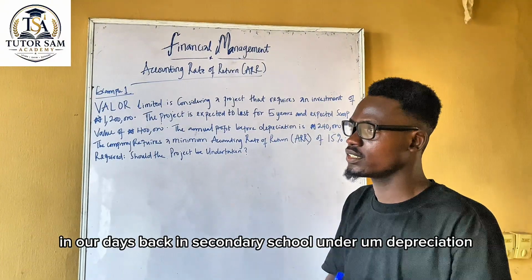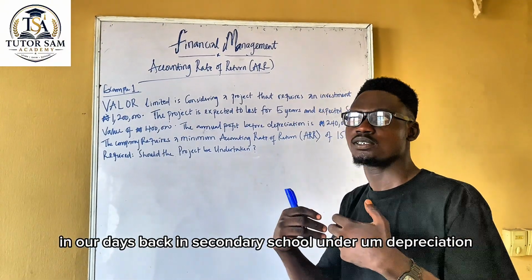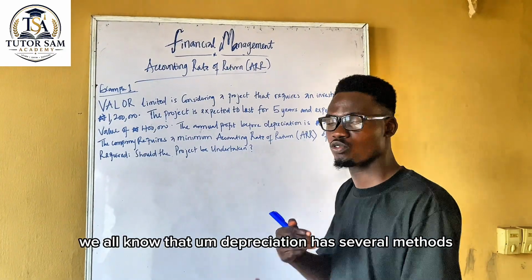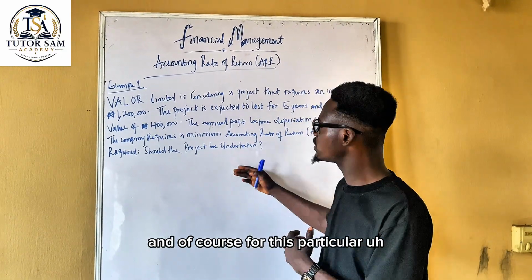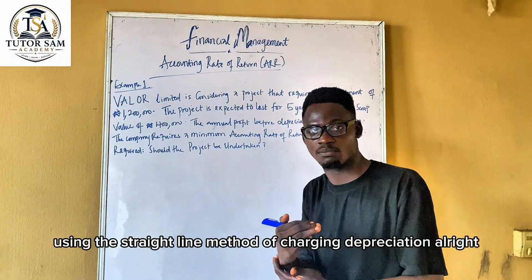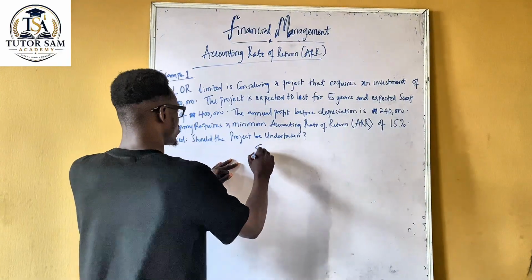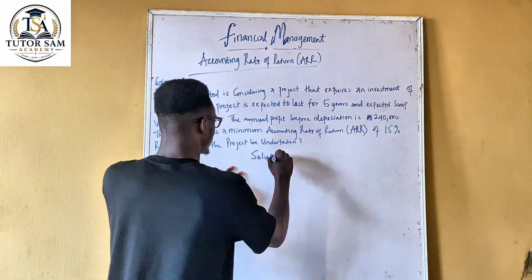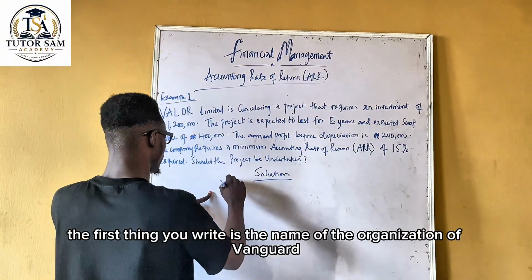All right. In our days back in secondary school, under depreciation, we all know that depreciation has several methods, and of course, for this particular situation, we are going to be using the straight line method of charging depreciation. All right. Solution. So the first thing you write is the name of the organization, Valor.